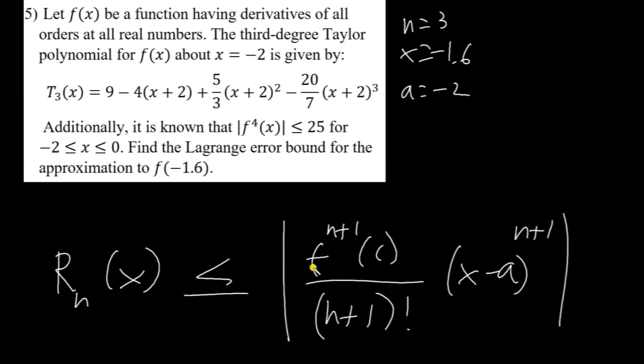And then f, the n plus 1th derivative at c, this is the maximum of the n plus 1th derivative. So since we have n equals 3, this is the maximum of the 4th derivative. So in our case, it is known that the 4th derivative of x is less than or equal to 25. So the maximum of the 4th derivative is 25. So f at c is 25. The absolute values don't really matter because here we have absolute values as well. Okay, so with these 4 bits of information, it's really as simple as plugging it into the function.